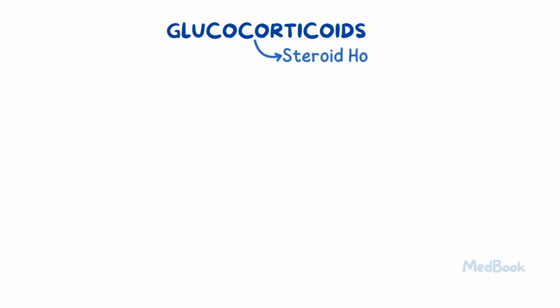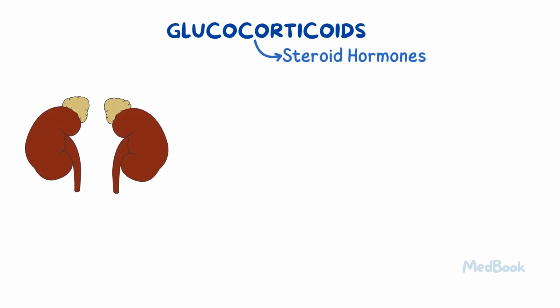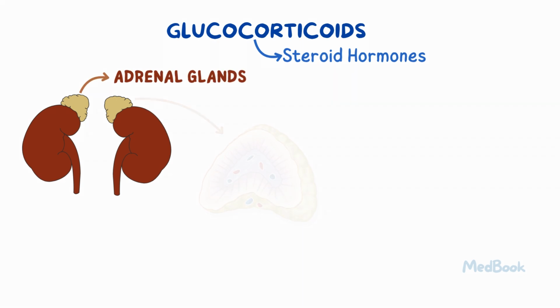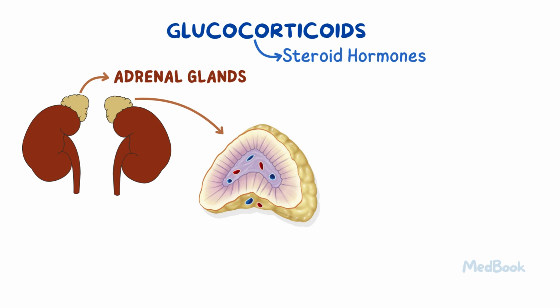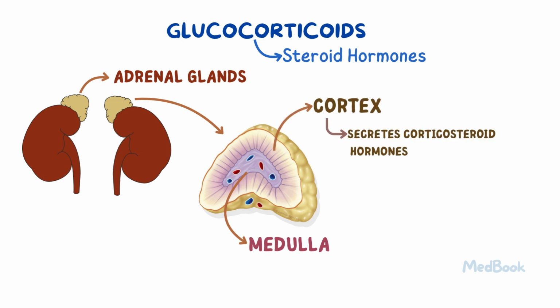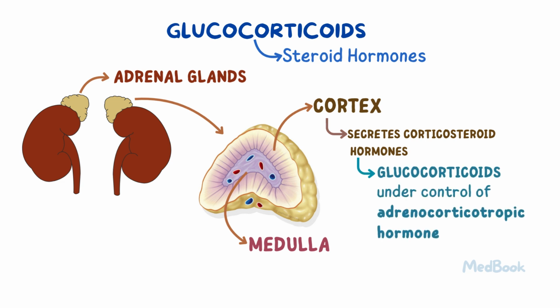Glucocorticoids are a group of steroid hormones, which are secreted by the two adrenal glands that sit like hats, one on top of each kidney. Each one has an inner layer called the medulla and an outer layer called the cortex. The adrenal cortex secretes different corticosteroid hormones, like glucocorticoids under the control of adrenocorticotropic hormone, or ACTH.